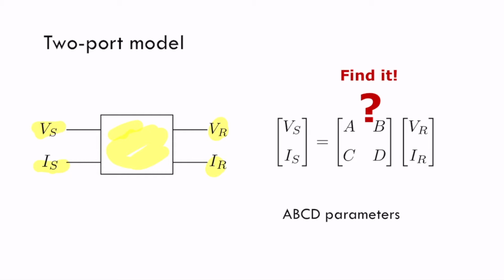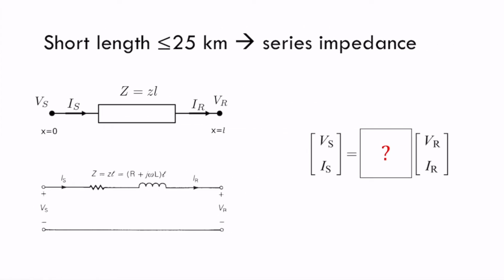So I would like to find a nice relationship between them, ideally in linear form. So this is what is also sometimes called ABCD parameters. The first simplification, which is very common, is to use just the impedance of the line. And the impedance is modeling only the effect of this magnetic field and the Joule effect.